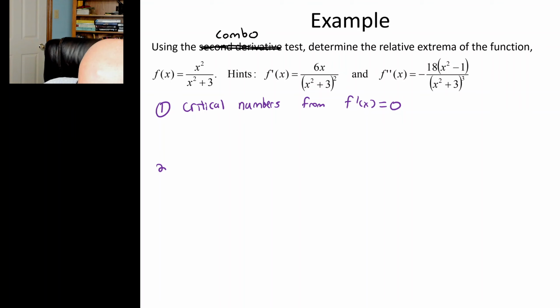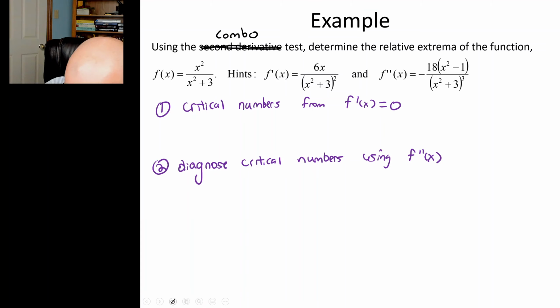And our second step is evaluate, or diagnose if you want. Diagnose is a little bit better. Diagnose critical points, critical numbers, using f double prime of x.